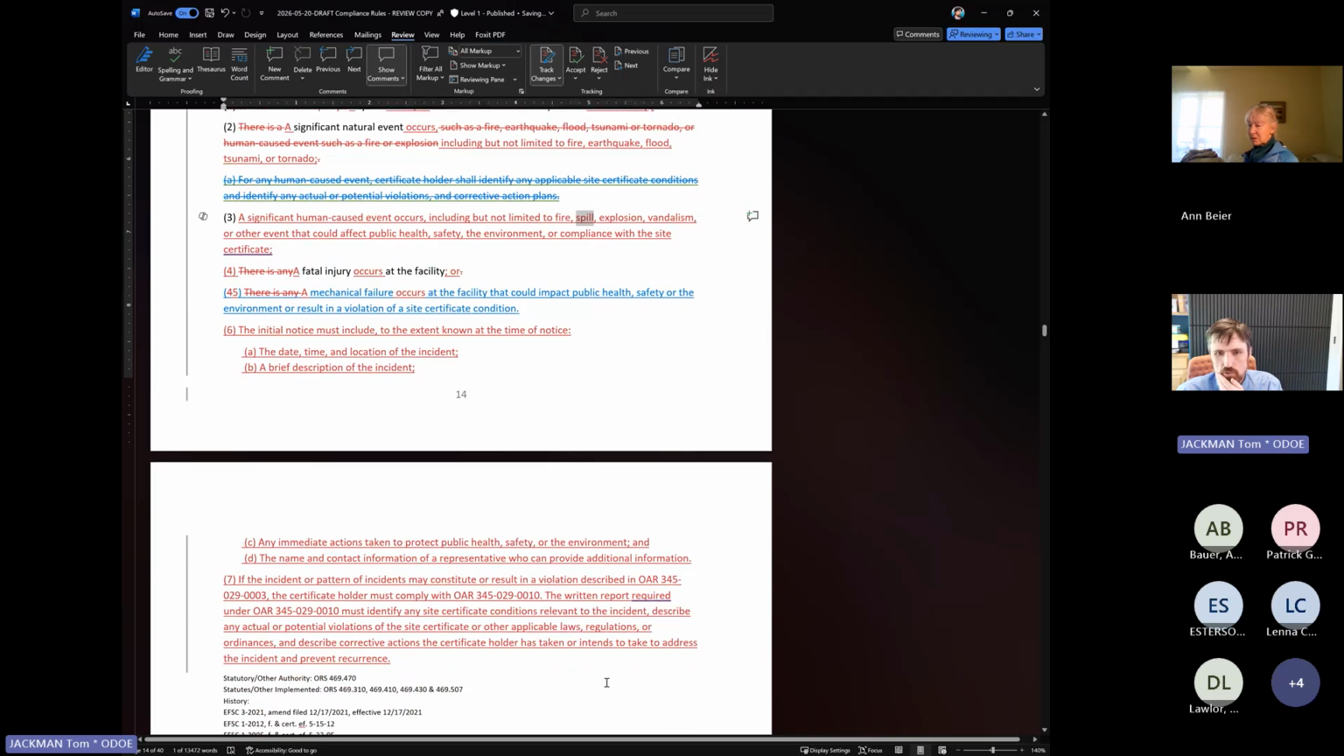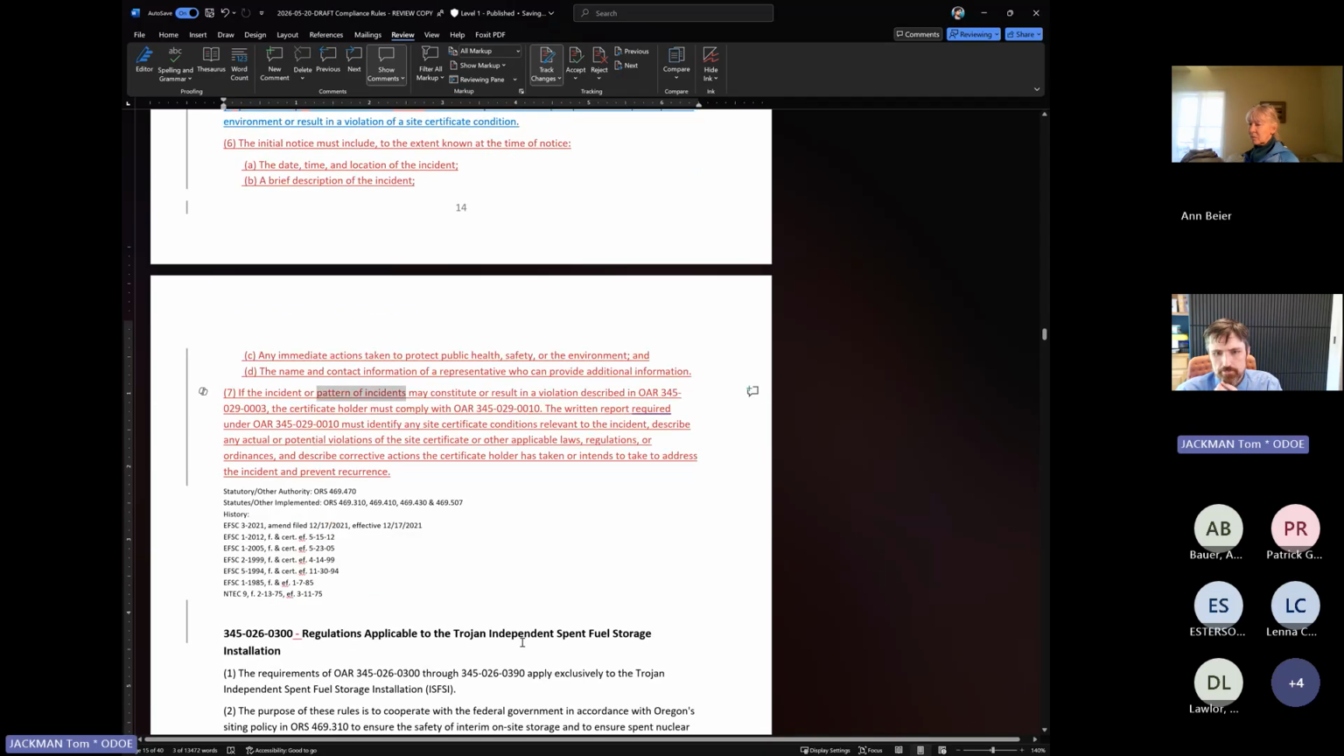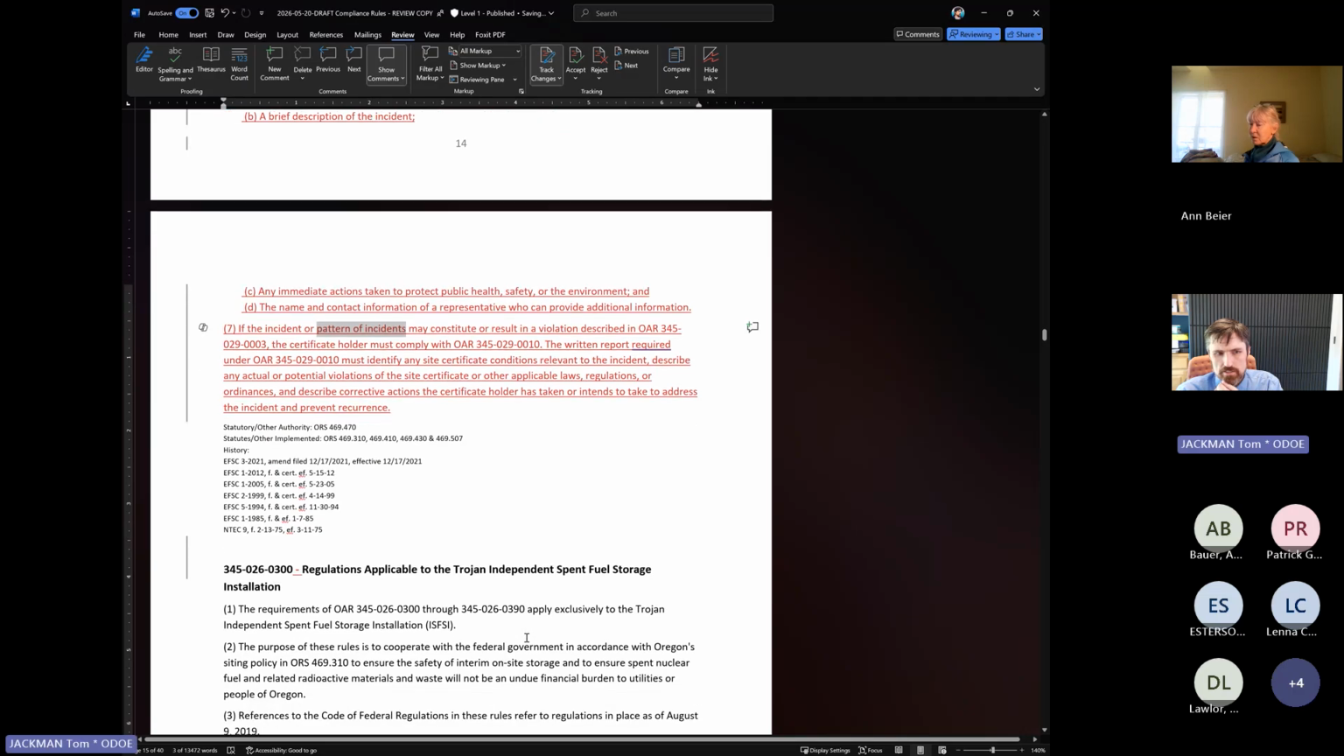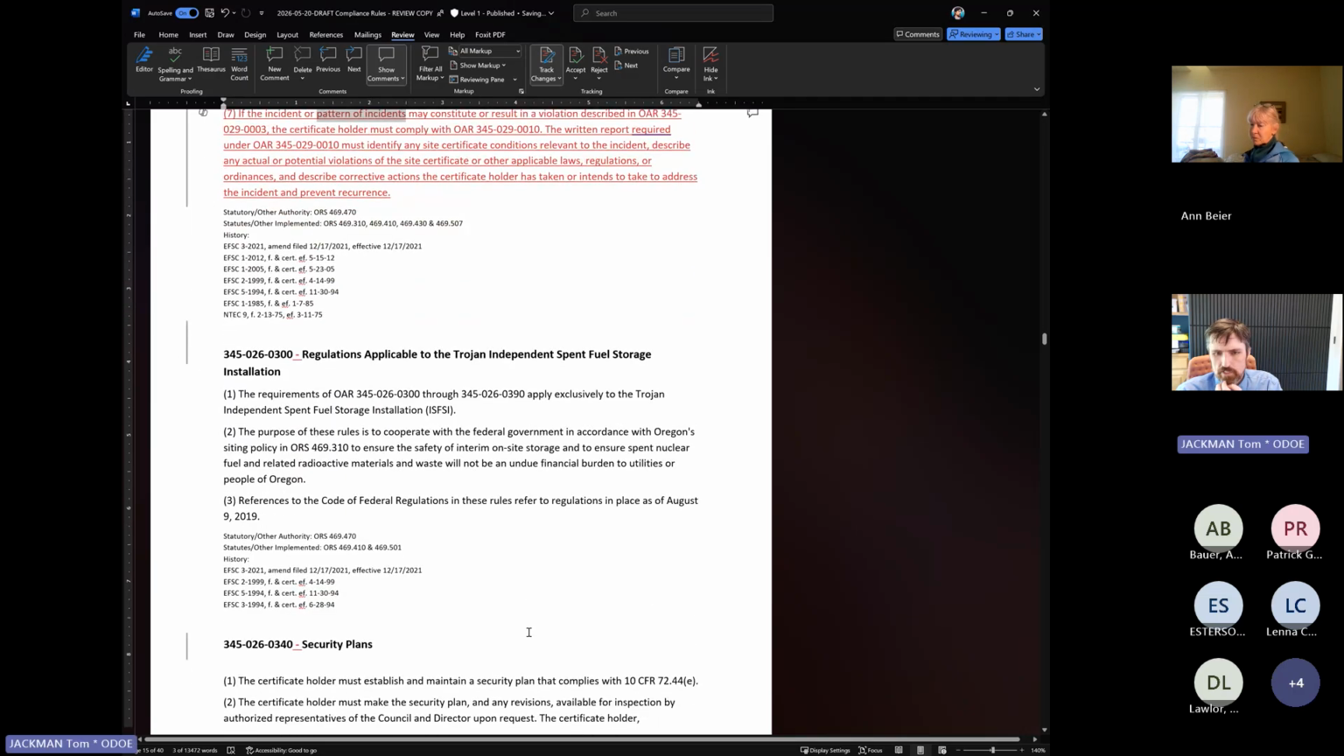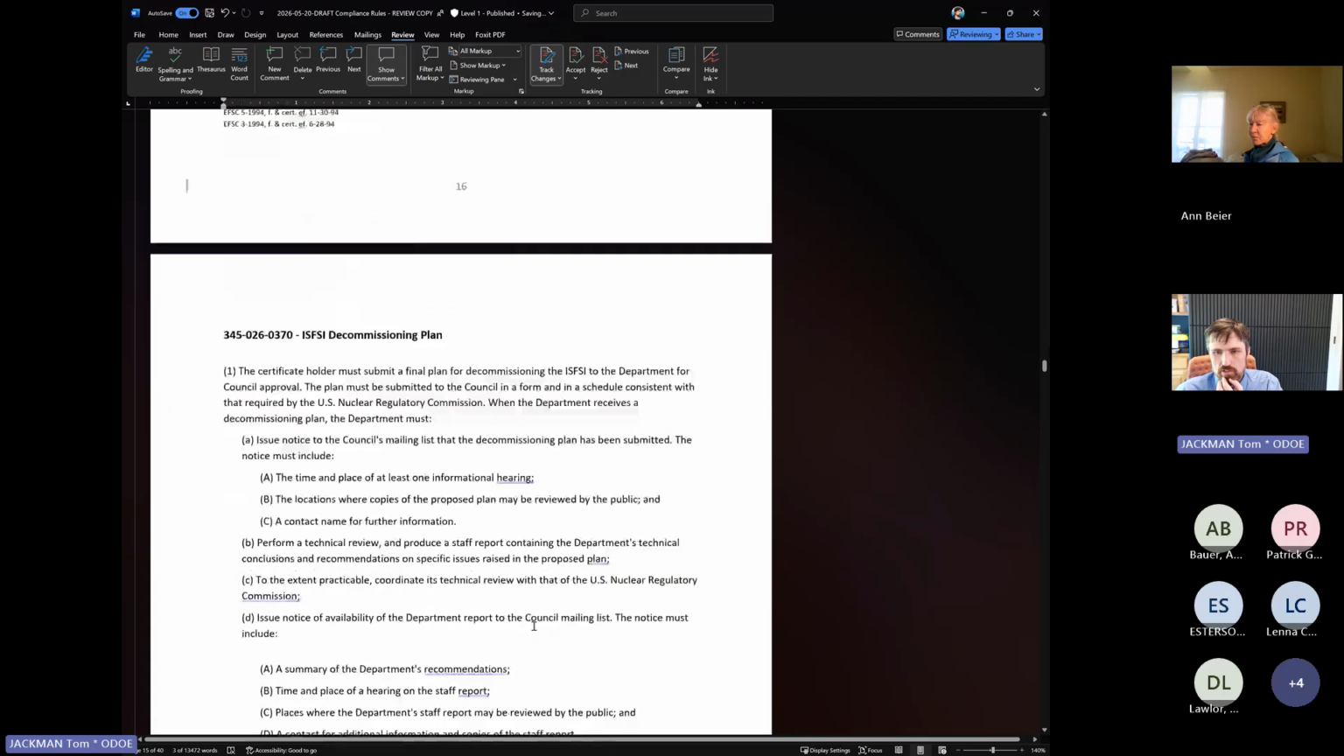So this isn't too crazy. We're just adding that, and then also adding this bit here about how something maybe isn't necessarily significant unless it's a pattern. Maybe the individual isolated event isn't problematic, but a pattern of incidents can constitute an issue. So we're making that clear here as well. I think that's it for 26.